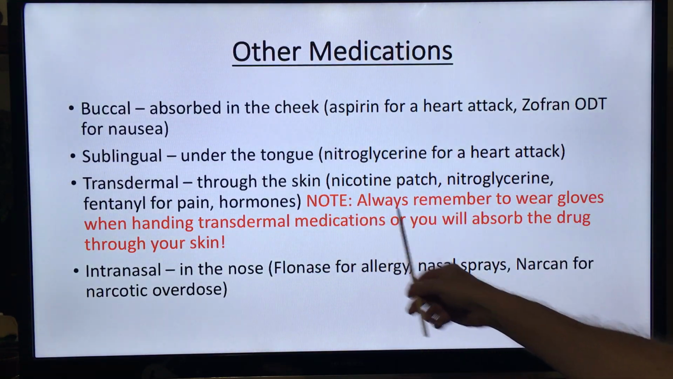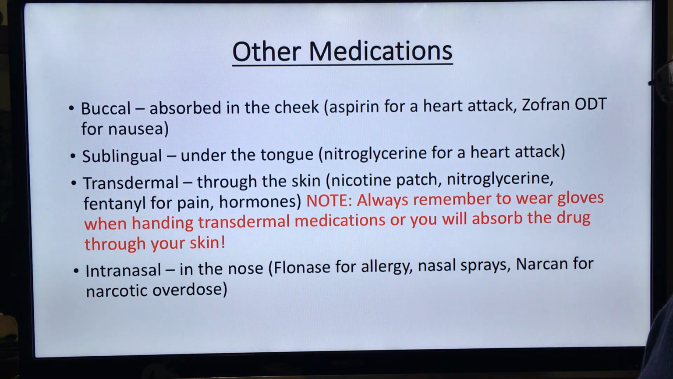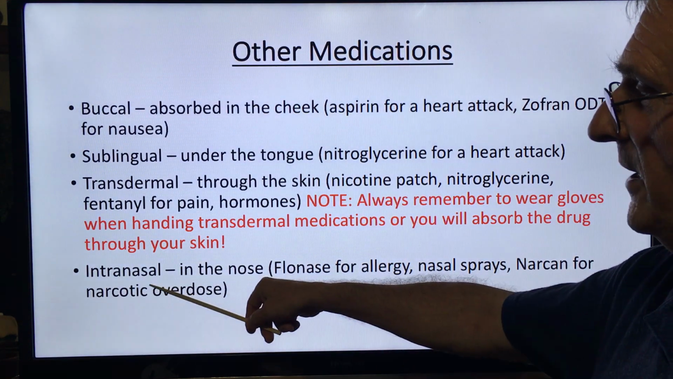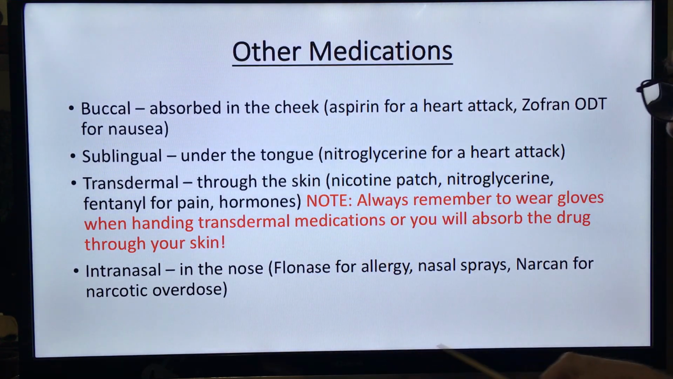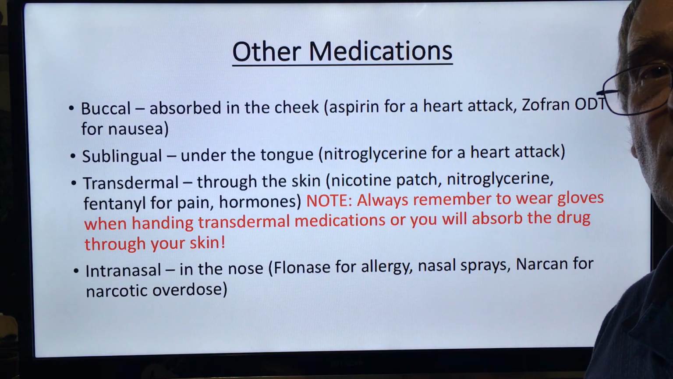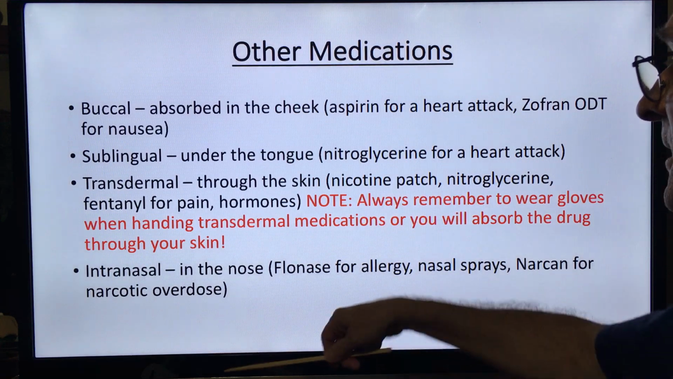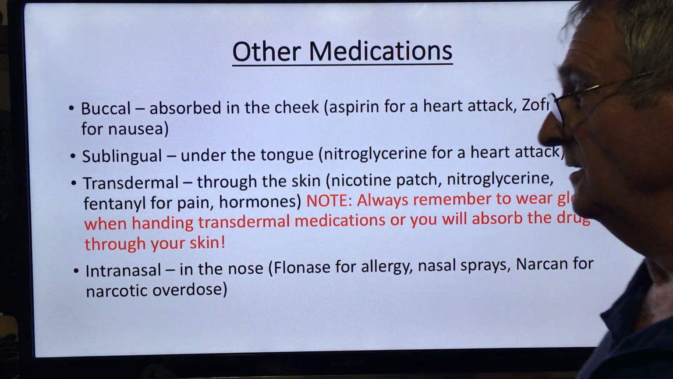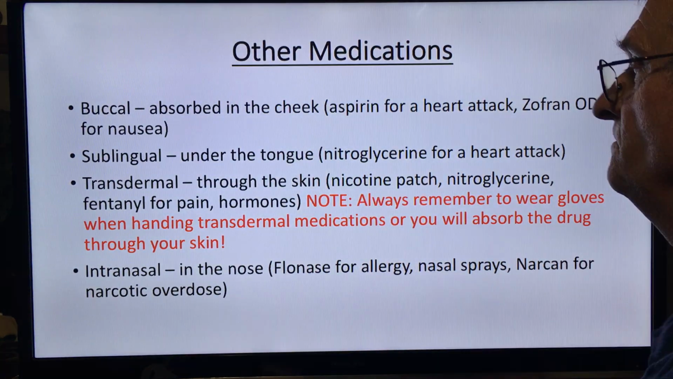Transdermal, through the skin. Always remember that transdermal medications will absorb into your skin unless you wear gloves and keep it off of you. Intranasal medications are like nasal sprays, given up the nose: Flonase for allergies, Narcan, which is now in nasal spray form, which is given a one-time spray up the nostril to help reverse narcotic overdoses. And I have a feeling intranasal Narcan is getting ready to be an over-the-counter medication.